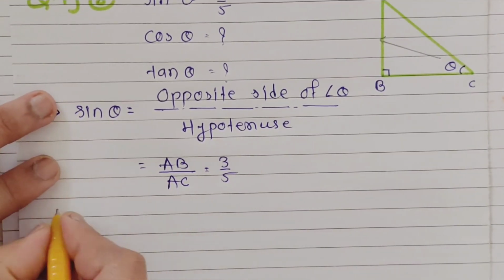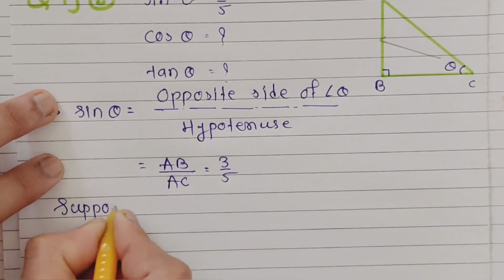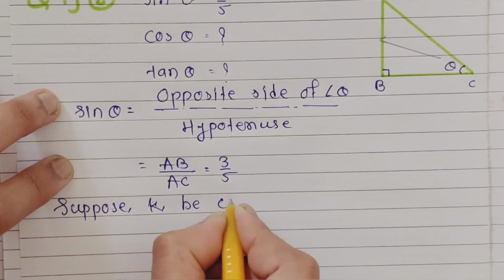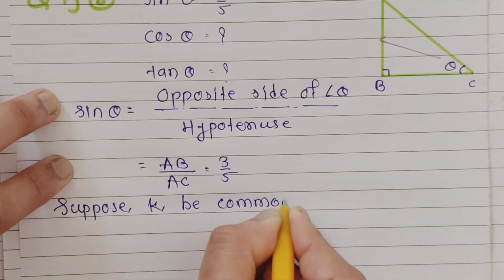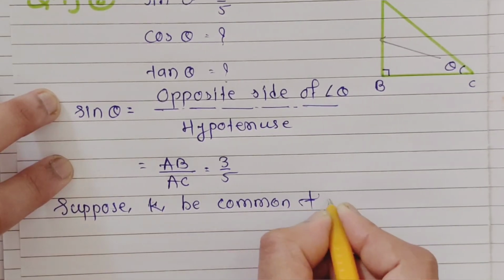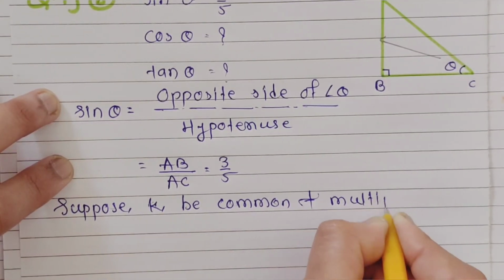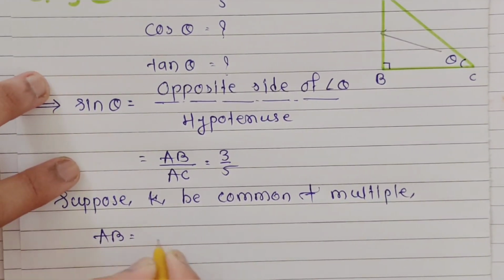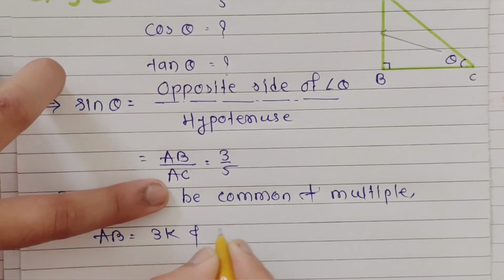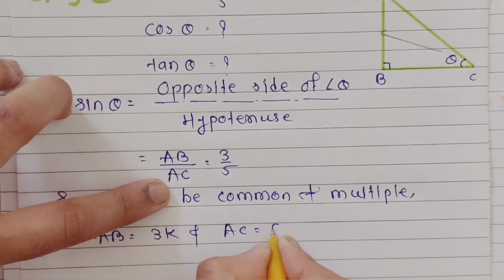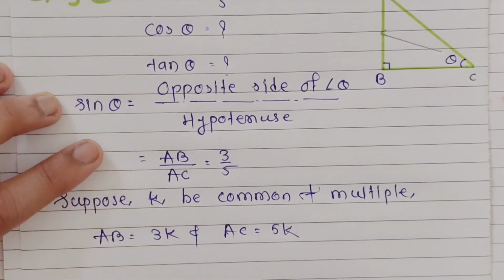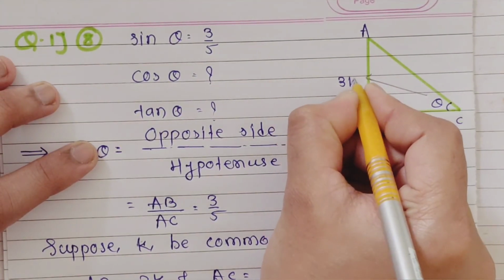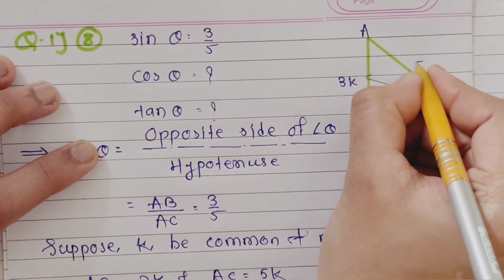Then suppose K be the common multiple. So we can write AB is equal to 3K and AC is equal to 5K, is it clear? So in the figure let us mention AB is equal to 3K and AC is equal to 5K.